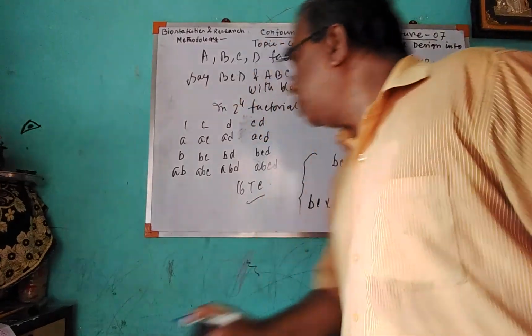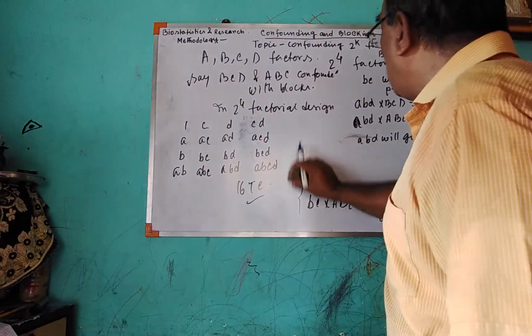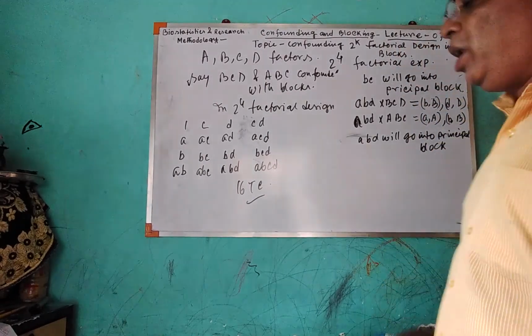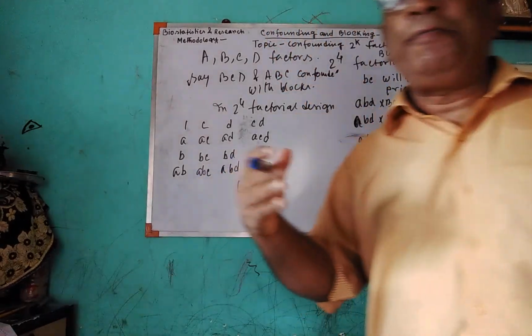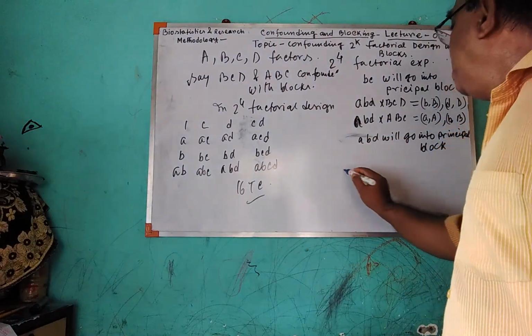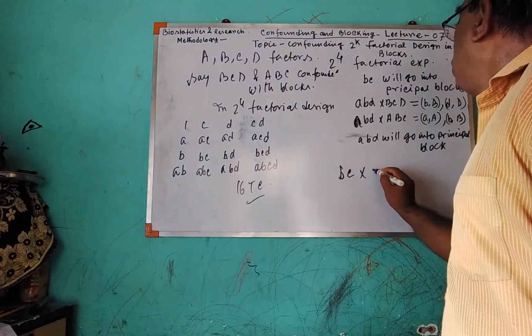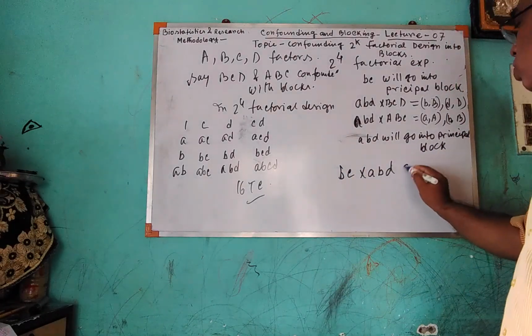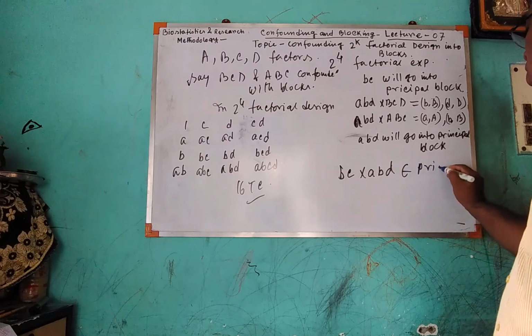So now suppose we have already got two elements in the principal block. What I told is a property: if two elements are in the principal block, their product, that means BC into ABD, also belongs to the principal block.